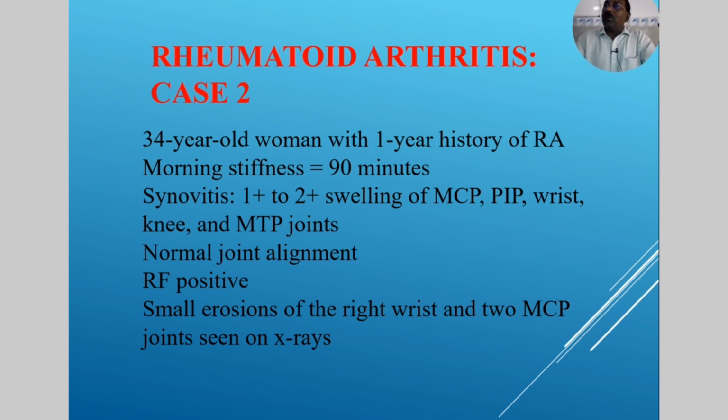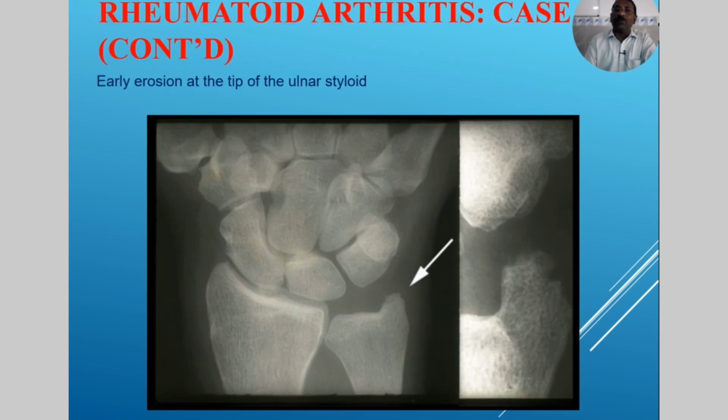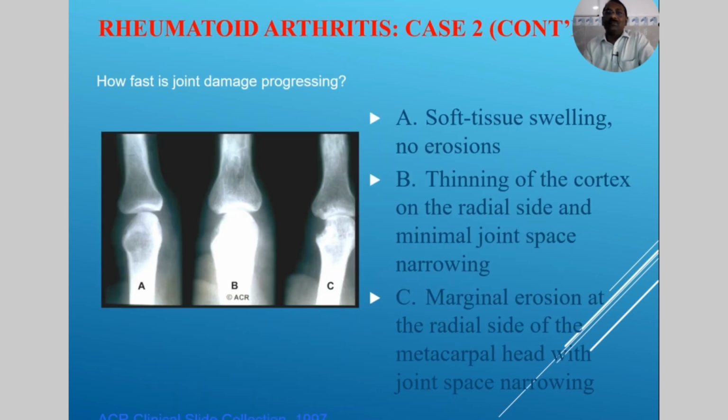So is this mild or moderate or severe? Definitely not a mild disease, almost like a moderate to severe disease. So here you have to prescribe DMARDs from day 1. See the X-ray here. See the early erosion at the tip of the ulnar styloid. Already erosion started. So very aggressive treatment is needed here. Otherwise these people will have disability and deformities.